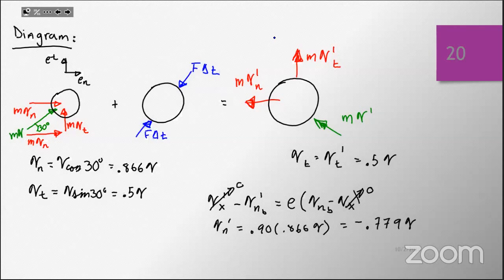Okay, so what did we find out? From the coefficient of restitution, we found out that the normal velocity of the ball afterwards is going in the opposite direction, right? So it has changed directions, which makes sense because it's going to bounce off the wall towards us. It's going to go negative, and it's going to scale our velocity by 0.779, right? So whatever our initial velocity was, it's about 78% of our initial velocity.